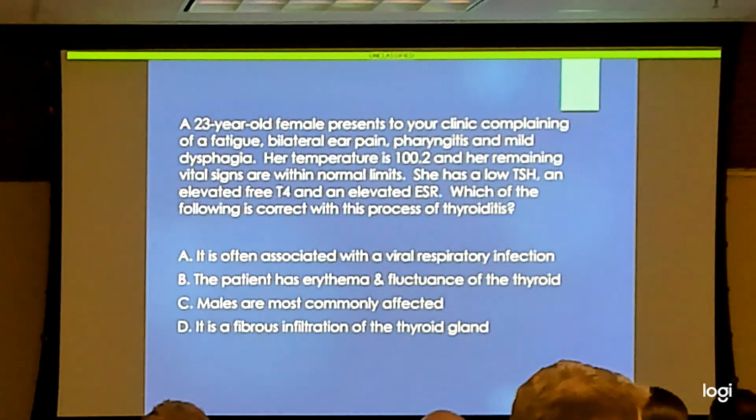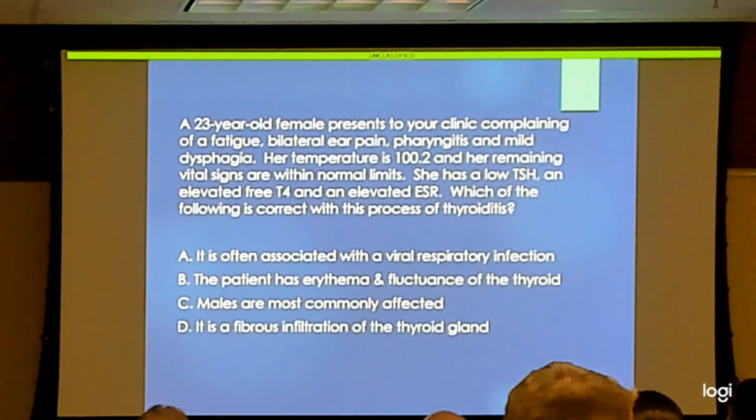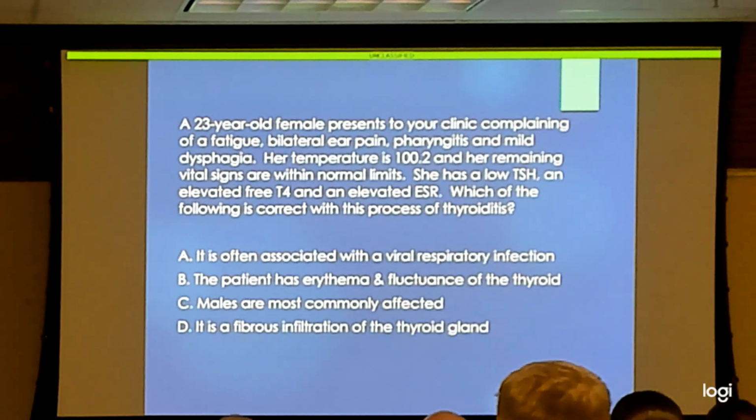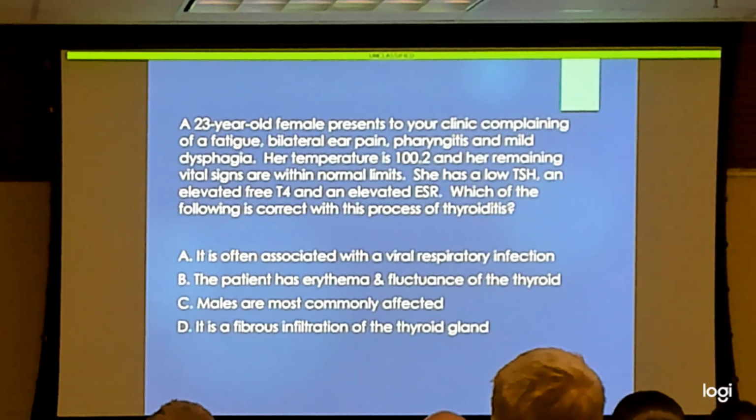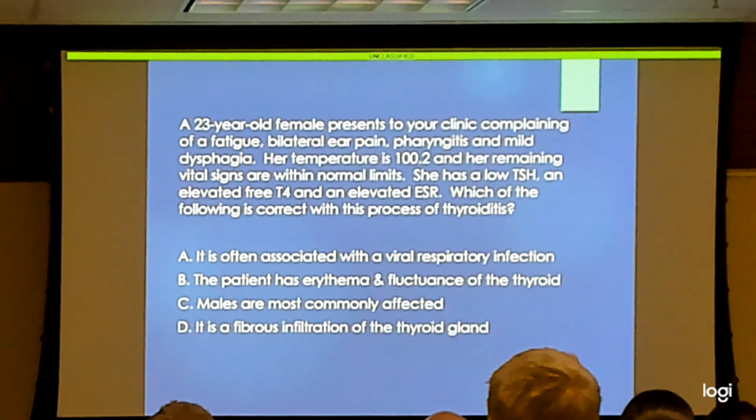A 23-year-old female presents to clinic complaining of fatigue, bilateral ear pain, pharyngitis, and mild dysphagia. Her temperature is 100.2 and her other vital signs are within normal limits. She has a low TSH, an elevated free T4, and an elevated ESR. Which of the following is the correct process with thyroiditis? So first you understand what you think it is, and then you can figure out what's the main malfunction. So yeah, the second one question.